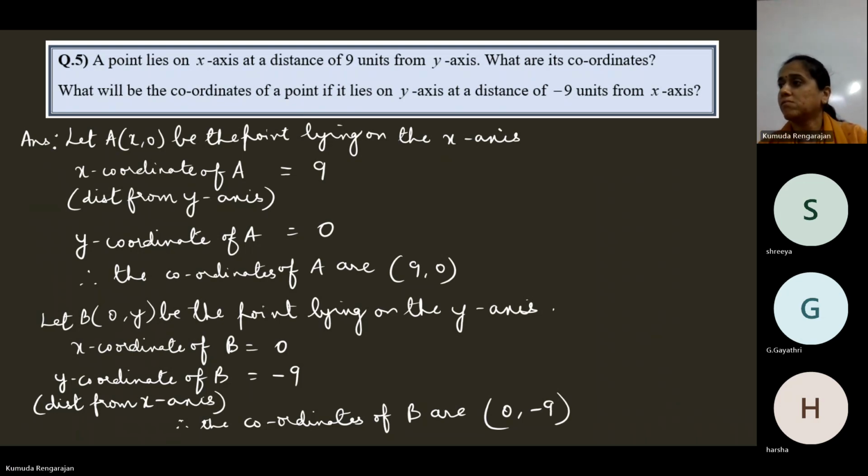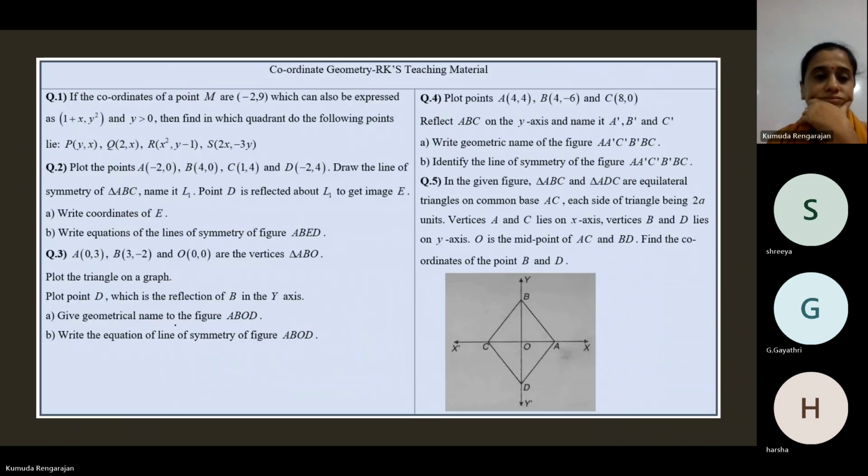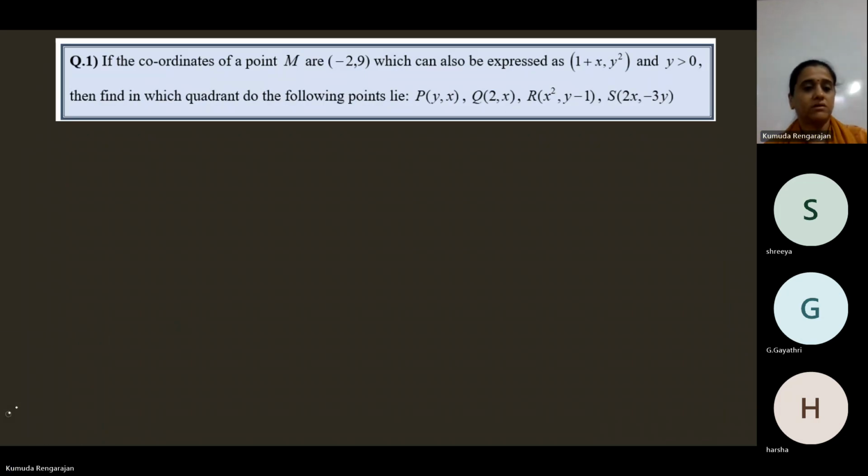Done? Finished? Okay, that's the next one. You continue with the serial number. You don't have to start with one always. You continue with the number. If this is 5, then this one is 6.